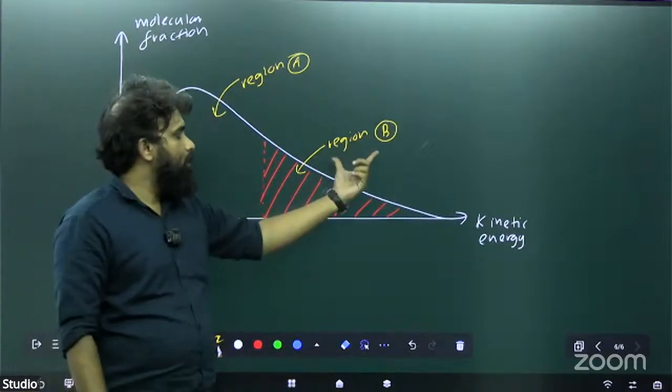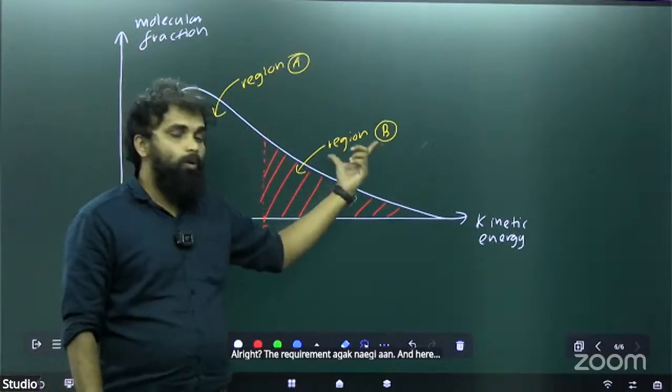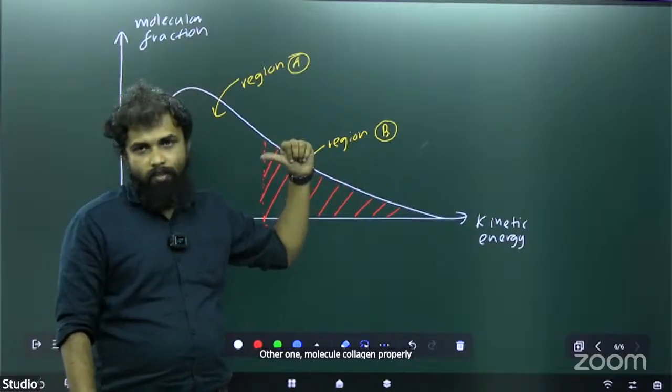And here the other type of molecule collides properly and has activation energy.